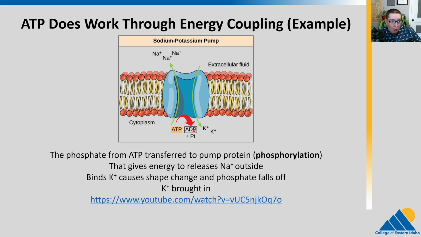So we cut off that phosphate, and in the process, the potassium binds to it, and that releases sodium on the outside, potassium binds, and then it falls inside the cell as well. So the energy from here is being used to grab up sodium and push it outside and bring in potassium at the same time. Okay, let's take a look at this.